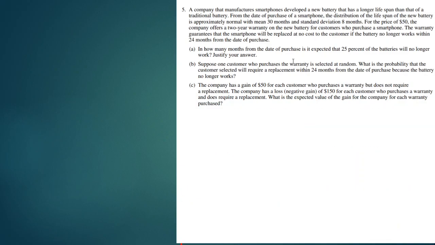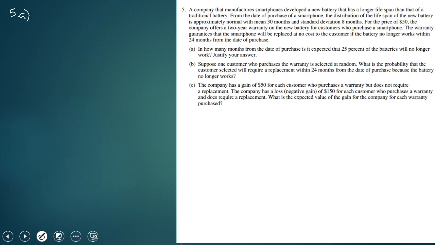Okay, question 5. A company that manufactures smartphones developed a new battery that has a longer lifespan than that of a traditional battery. From the date of purchase of a smartphone, the distribution of the lifespan of the new battery is approximately normal, with mean 30 months and standard deviation 8 months. For the price of $50, the company offers a 2-year warranty on the new battery for customers who purchase a smartphone. The warranty guarantees that the smartphone will be replaced at no cost to the customer if the battery is no longer working within 24 months from the date of purchase.